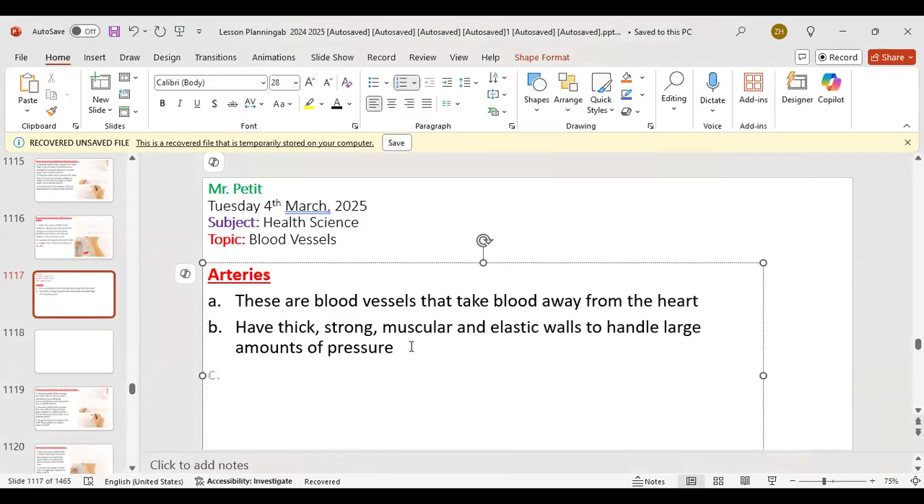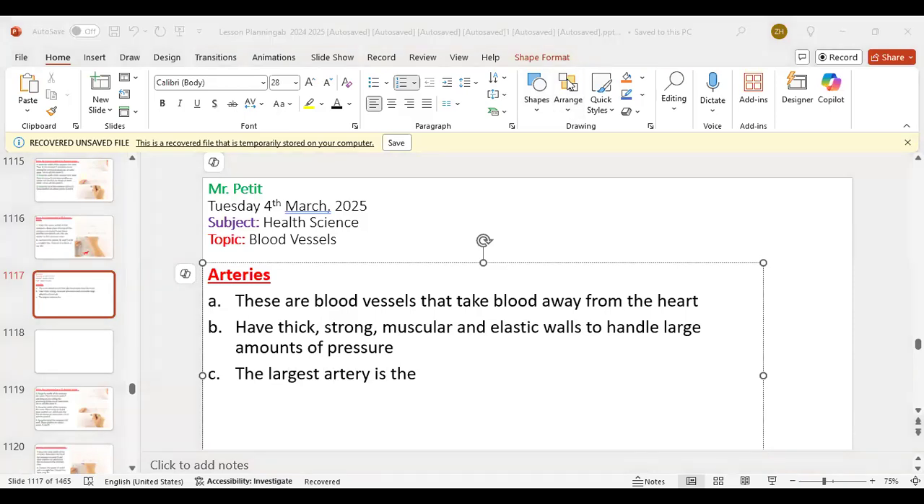What is the largest artery? Not the pulmonary artery, not the vena cava. The aorta. Very good. The largest artery is the aorta. The largest vein is the vena cava.